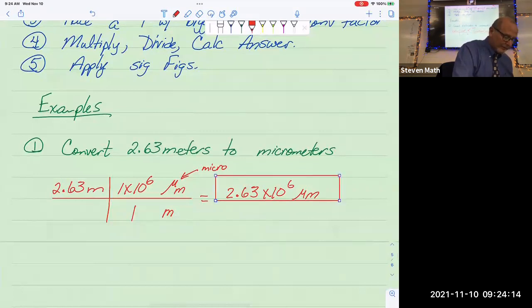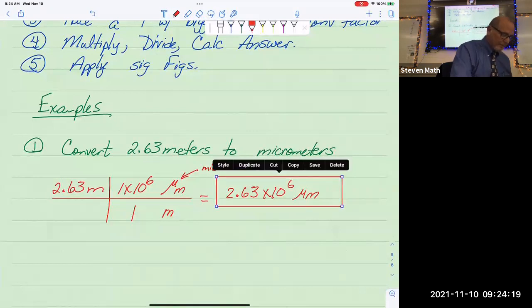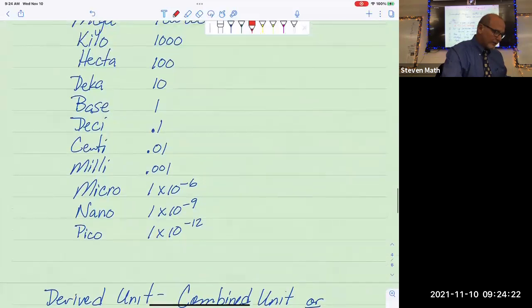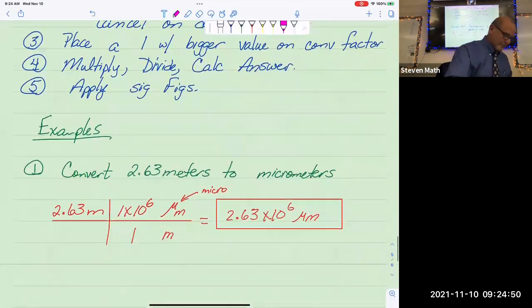Teachers love that stuff. Pardon? Nope. Because up here, what we said was, 1 micrometer is 10 to the negative sixth of a meter. So 1 meter is 10 to the positive 6 micrometers. Yep. That's a million. Those are millionths. Nano is billions. Pico is trillion.